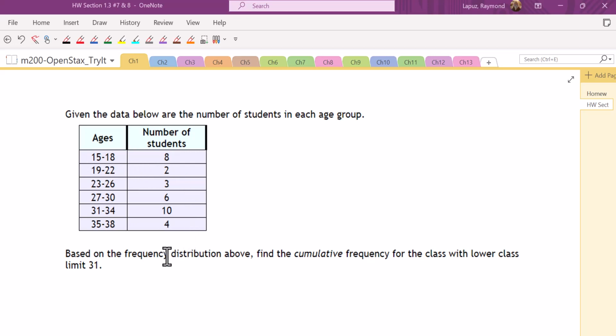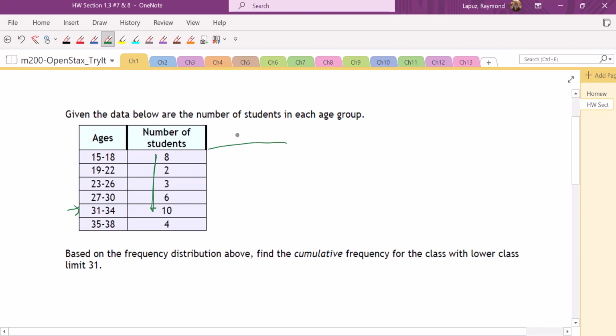So we have a frequency table here, and they want us to find the cumulative frequency for the class with the lower class of 31. So we essentially want to find the cumulative distribution value for this class right here. The cumulative distribution is really the sum of all these numbers up to that point. But we can actually append or make a separate cumulative distribution table. Let's just do the append part.